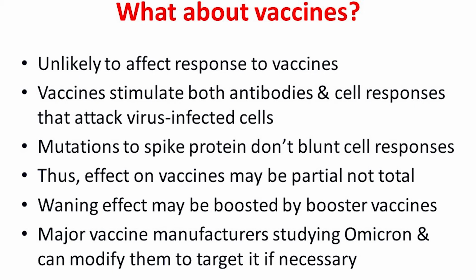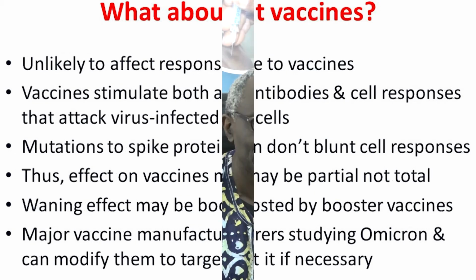So because mutations are happening in the spike protein, it might blunt the antibody response, but it is not possible for it to blunt the cellular response, what we call the T cell responses. Thus, it is envisaged that the vaccine will continue to work, either partially, if it is affected, or fully. Because if the antibody response is the one that is affected, the cellular arm of the immune response will still be there, and so the vaccine will only be partially affected. And that has been seen with the previous mutations.